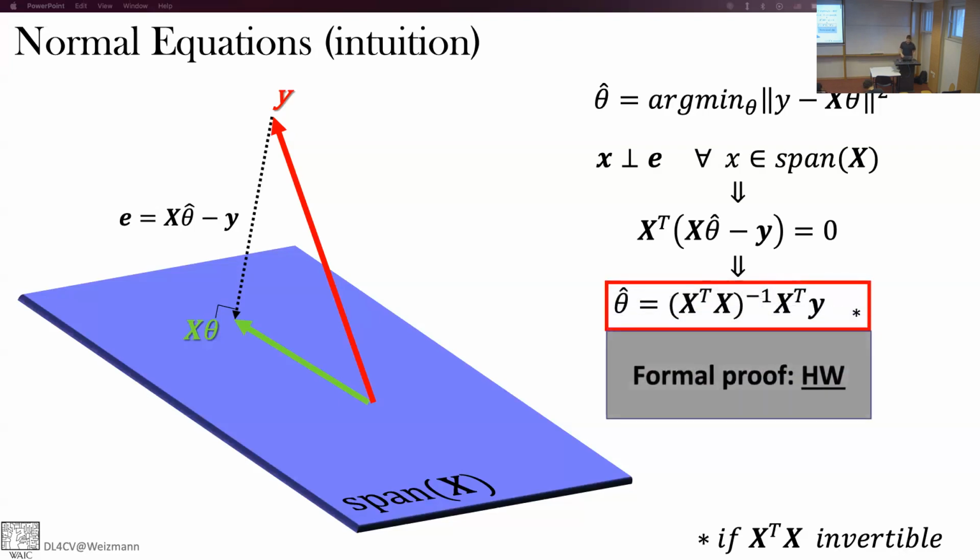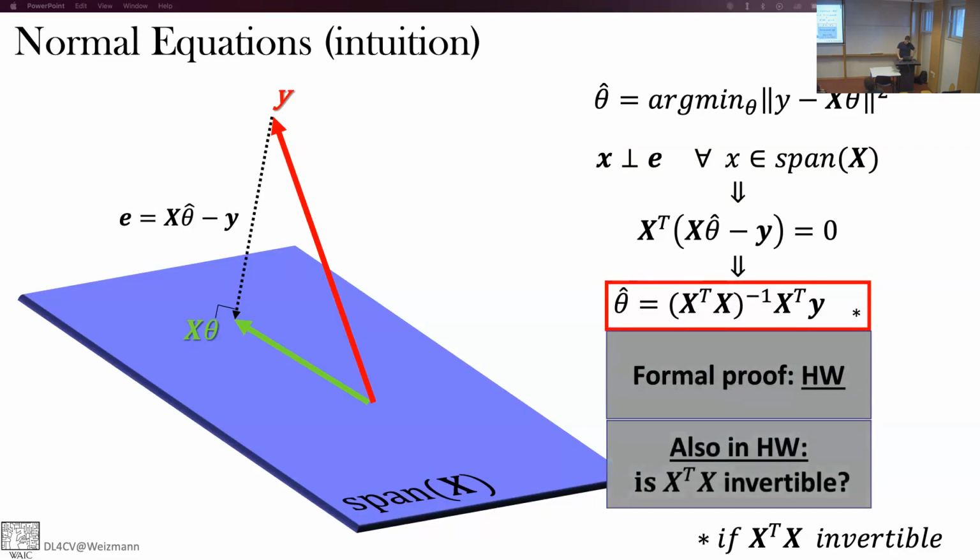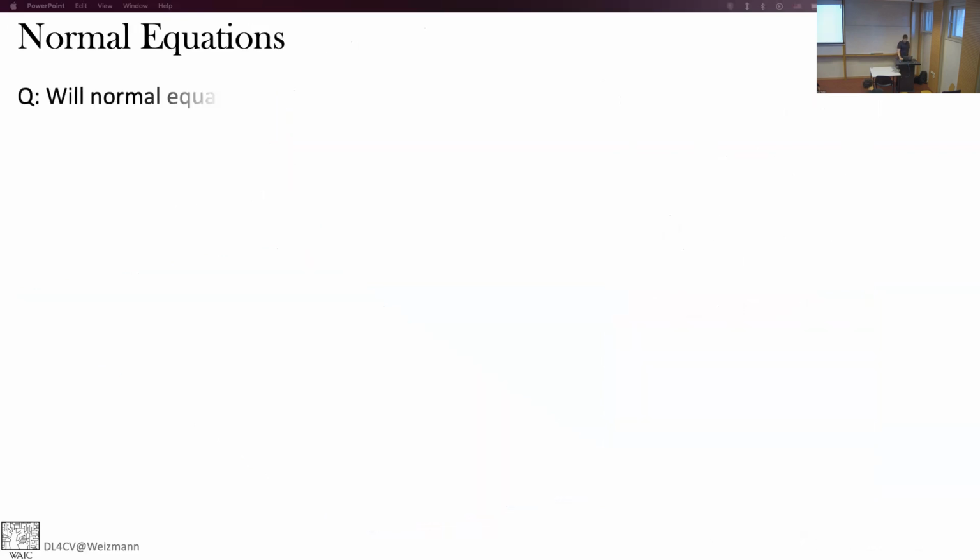In your homework, you're going to prove this formally, and then you'll know it much better, and you'll also be discussing the invertibility of X transpose X and what it actually means. I'll just mention that if it's not invertible, if it's a singular matrix, there are other things you can do, and you can read about the Moore-Penrose pseudo-inverse. This is like a special case of it.